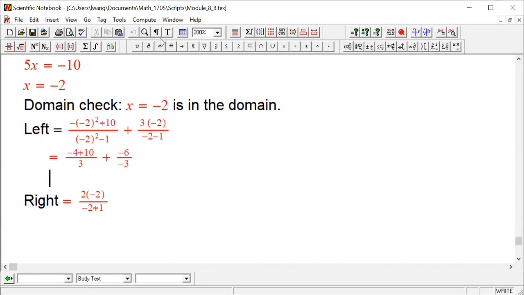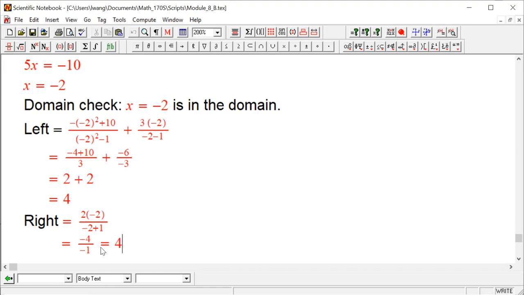Now the left-hand side: that's going to be 6 over 3, which is 2. And over here, that's already a 2. So 2 plus 2 is 4, and the left-hand side equals 4. Let's see what's on the right-hand side. We have 2 times negative 2, which is negative 4. The denominator is negative 1. Negative 4 divided by negative 1 is positive 4.